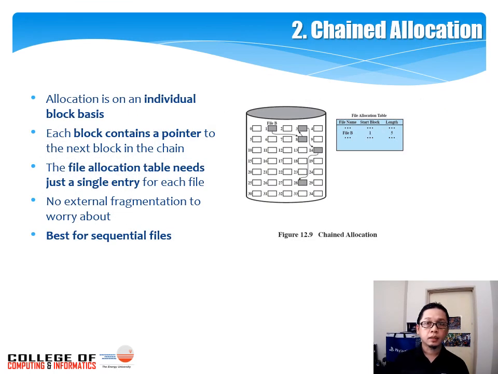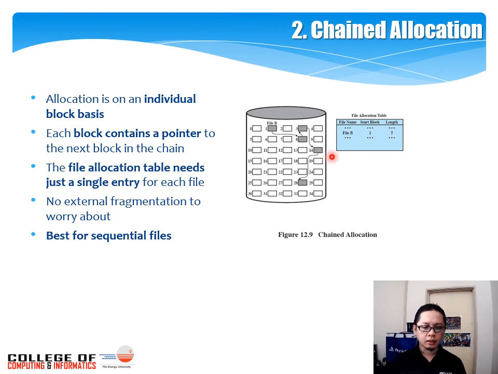The next method is using chain allocation method. So previously we had a continuous flow of file blocks that can be used inside the secondary memory. Now in chain allocation, the allocation can be randomly allocated across the memory blocks, but it is chained together and is collected in the file allocation table.